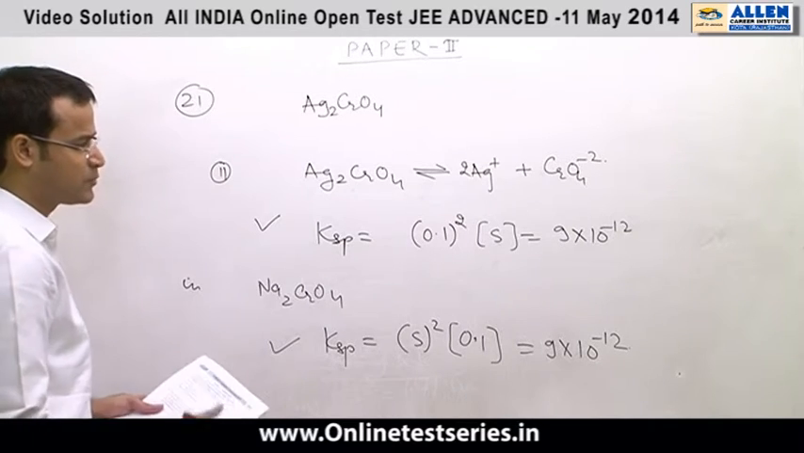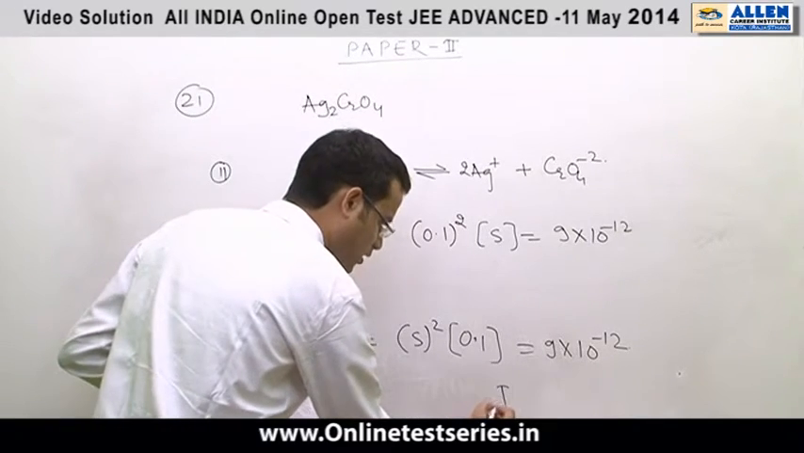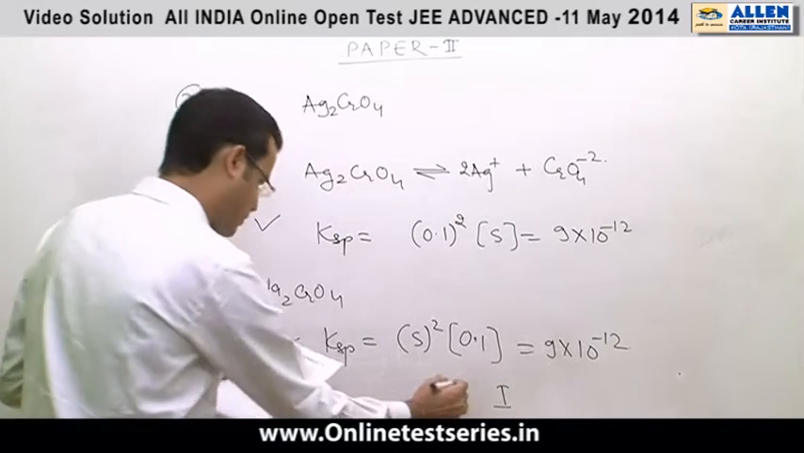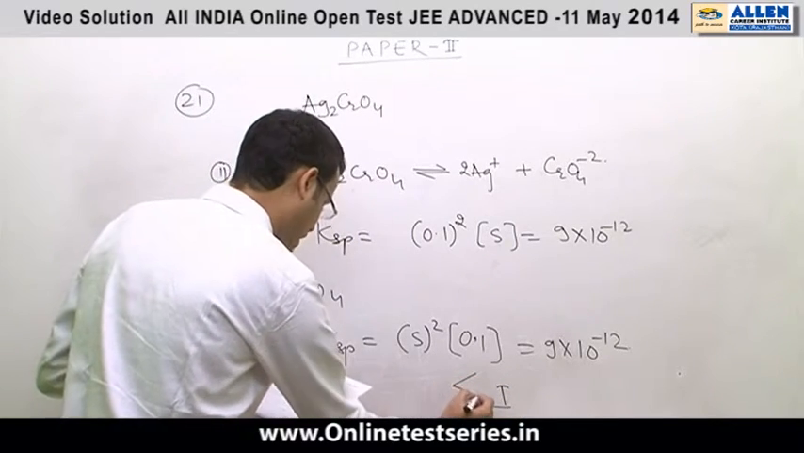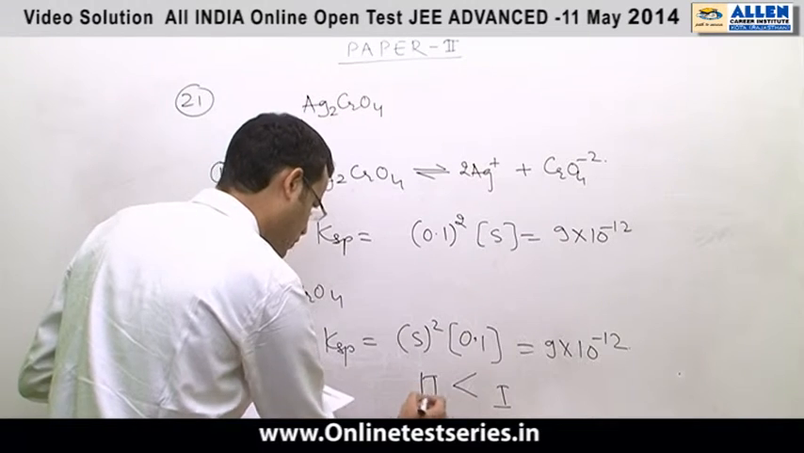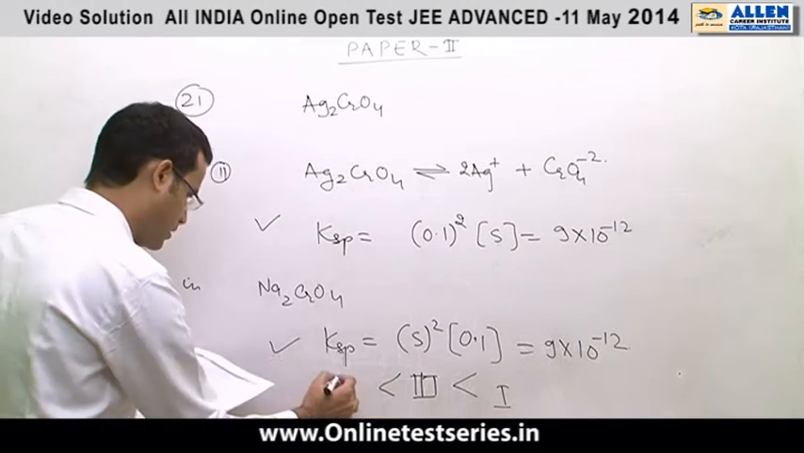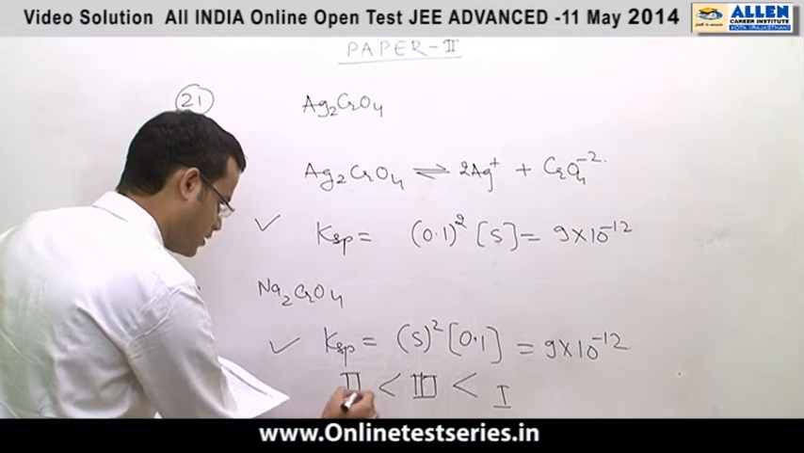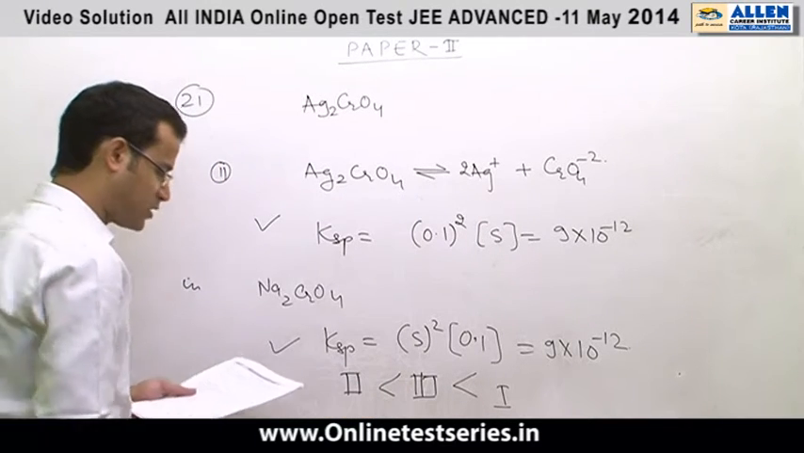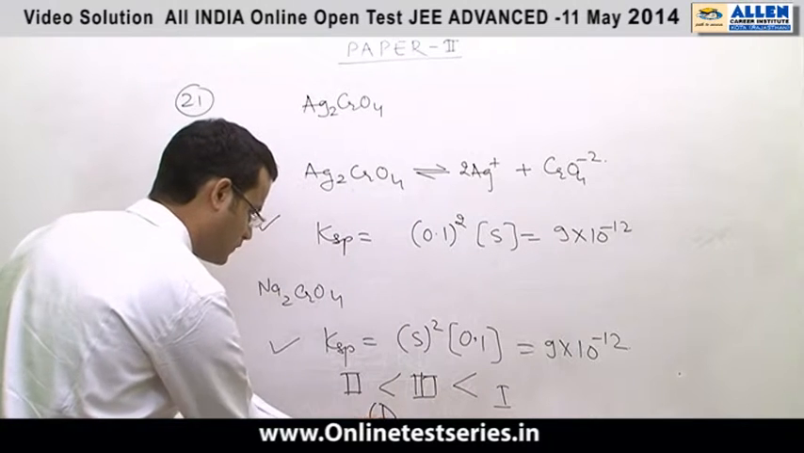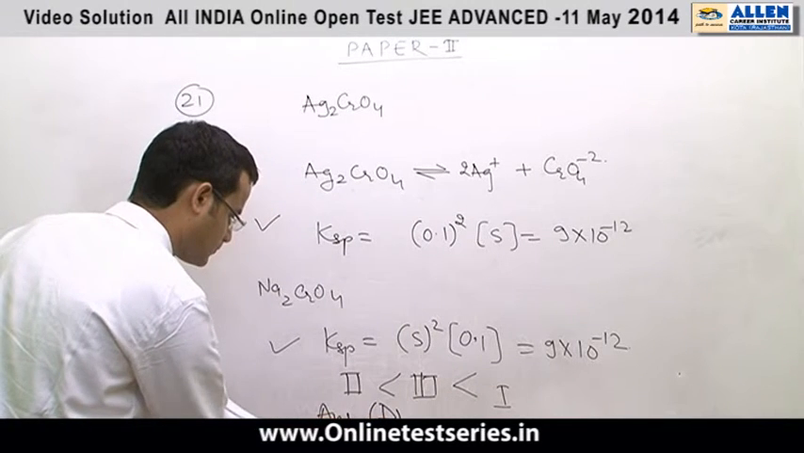So maximum solubility is in water, then after water Na2CrO4, and then after Na2CrO4 it is in AgNO3. That means the correct option is option D, which is the answer.